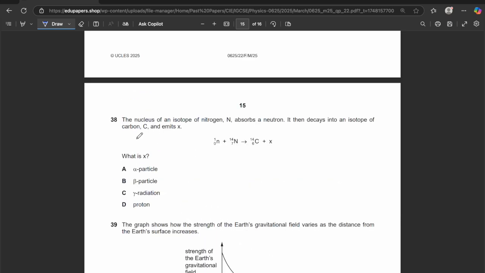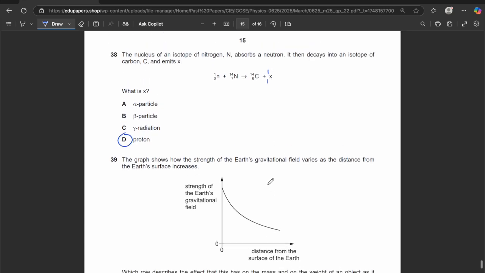So 38. The nucleus of an isotope of nitrogen N absorbs a neutron. It then decays into an isotope of carbon C and emits X. So what is X? In these equations, you have to know that the left-hand side and right-hand side have an equal number of particles. So here we have 1, 14, so 14 has to be 1, 0, 7, 6, so we need 1 here. So this is positive, so it will be a proton. Alpha particle is wrong because it doesn't have 2 protons and 4 nucleon number.